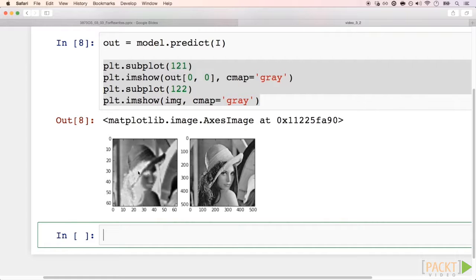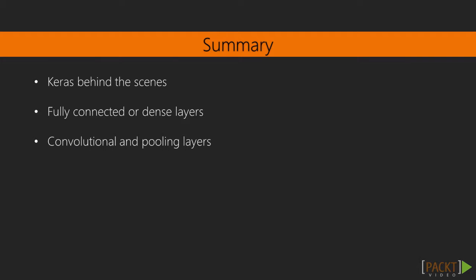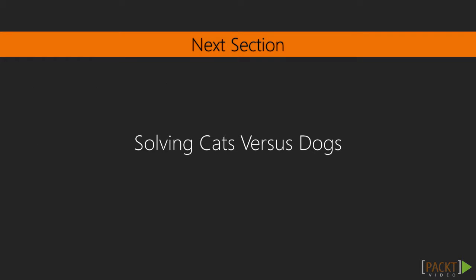And this ends our video. Here, we investigated what convolutional and pooling layers are. We finished implementing convolutions in both pure Theano and Keras. In this section, we saw how Keras works behind the scenes and investigated the most basic but fundamental types of deep learning layers, namely fully connected or dense layers and convolutional and pooling layers. In the next section, we will cover advanced convolutional architectures and the cats versus dogs dataset.